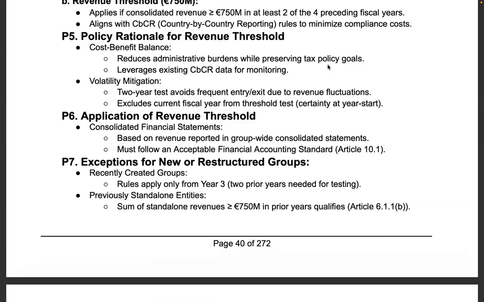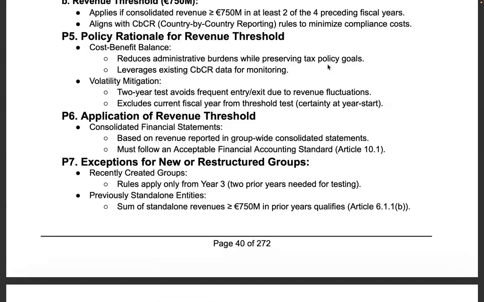We exclude the current year. We look at the previous 4 years. Any of the 2 years in which the 750 million euro threshold was crossed, that would mean that if the 2 year criteria is met during the last 4 years, then this current year, there is no escaping. It would be subject to the various requirements of BEPS Pillar 2, such as the 15% minimum tax. So there will be a certain level of certainty.